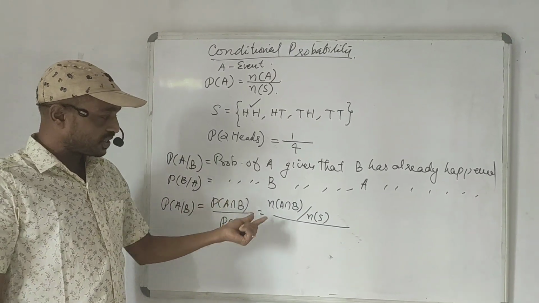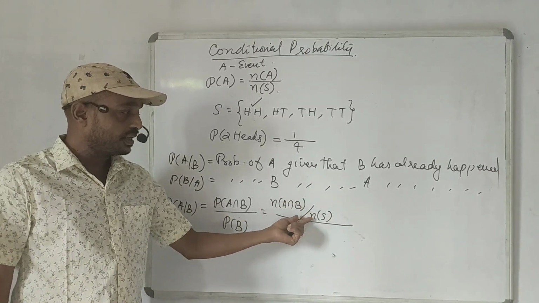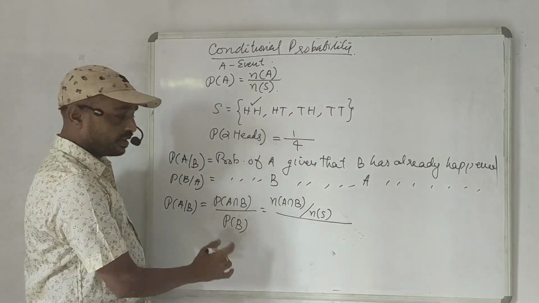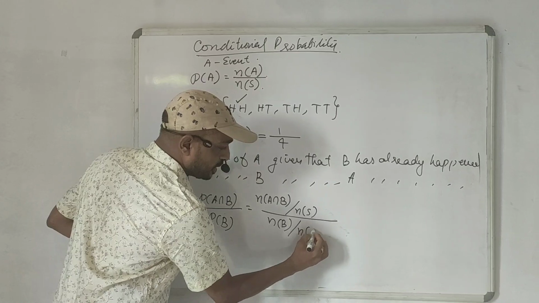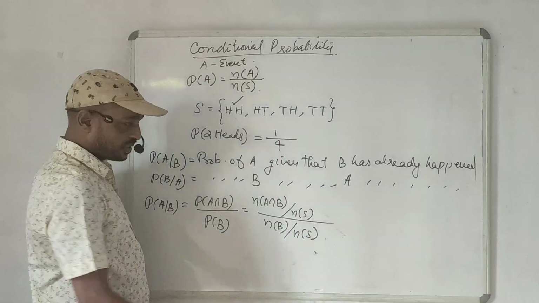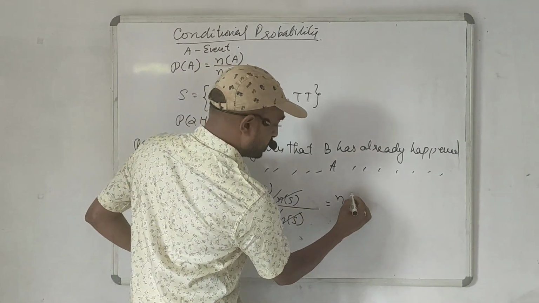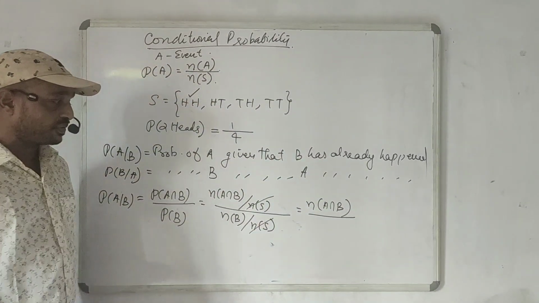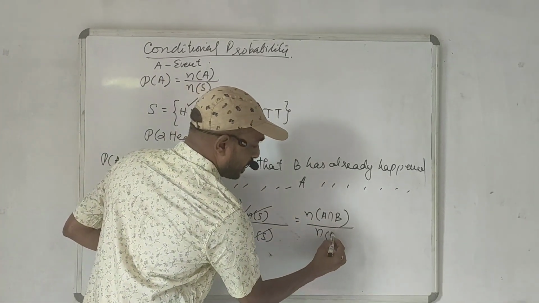So P of A intersection B is number of cases favorable to A intersection B divided by total number of cases in the sample space. Similarly, what will be P of B? Number of cases favorable to the event B by total number of cases in the sample space. So here we can cancel N of S. Then you will get number of cases favorable to A intersection B, or number of cases in A intersection B, divided by N of B.